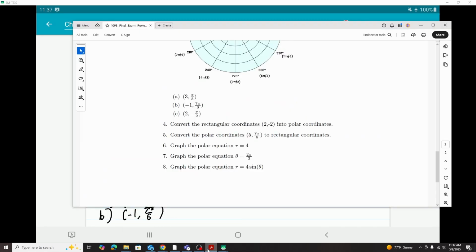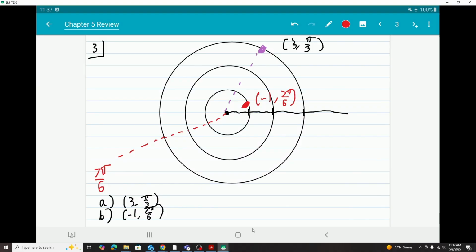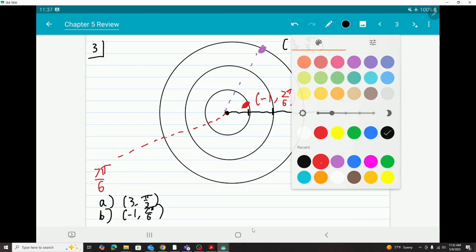And now finally we have 2 comma minus pi over 2. So you have a few options here.